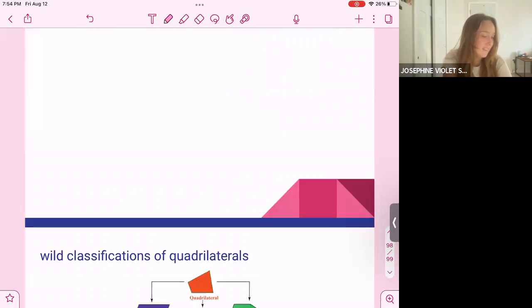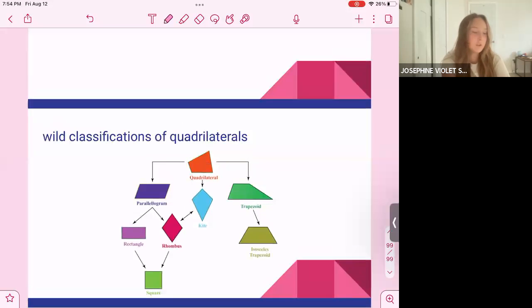Okay, so here's just a brief overview. I know I talked a lot about how quadrilaterals are classified and how weird it is and how the definitions overlap, but here's a quick visual.